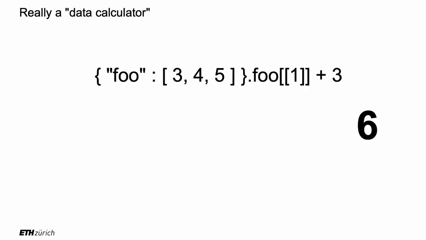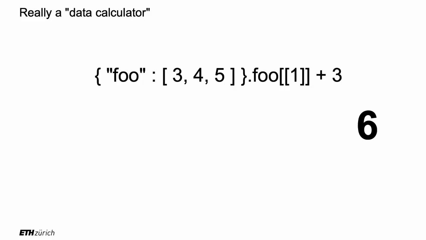This is a more complex query where you have this object with a nested array that is also a JSONiq query. Dot foo would basically extract the array, and then the first position in the array, 3, plus 3, 6. Who understands this query?